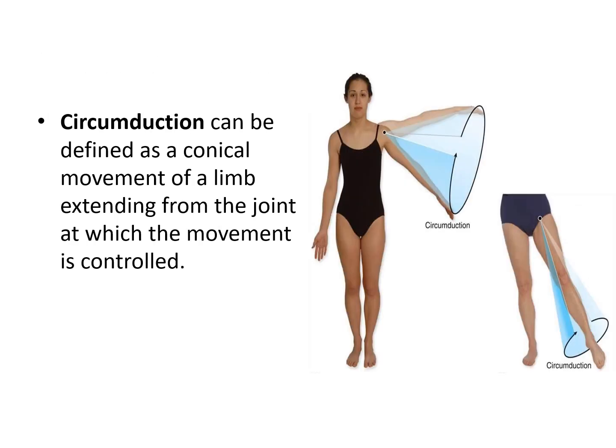Next is circumduction. Circumduction can be defined as a conical movement of a limb extending from the joint at which the movement is controlled. Just example as in bowling.